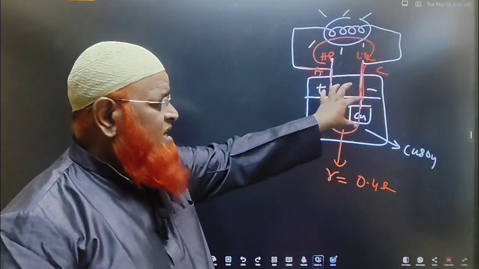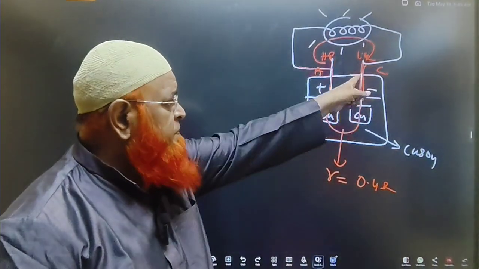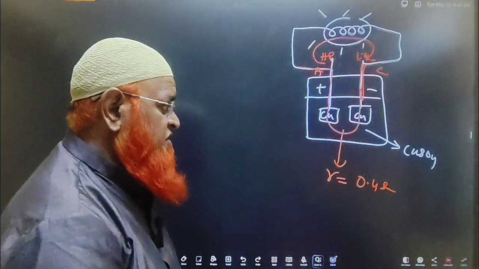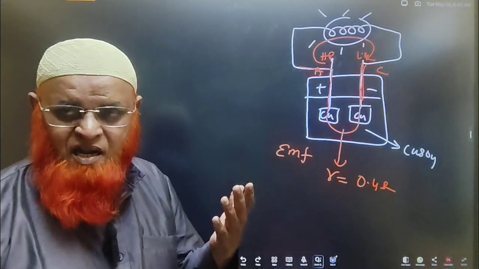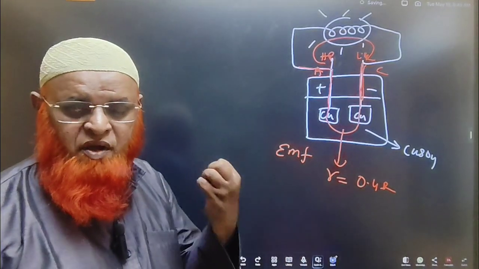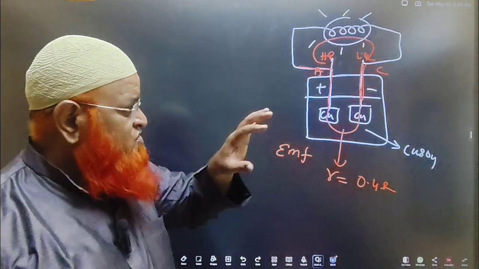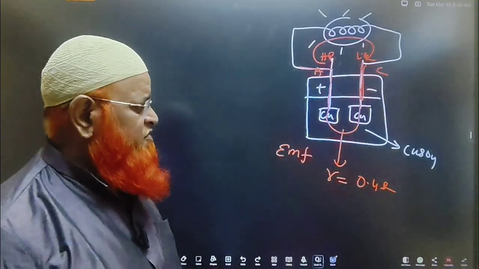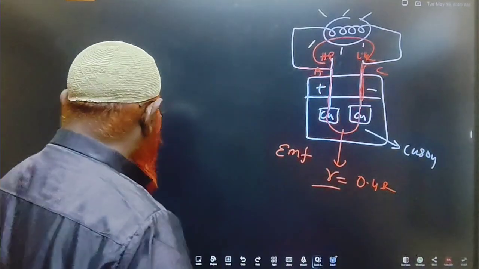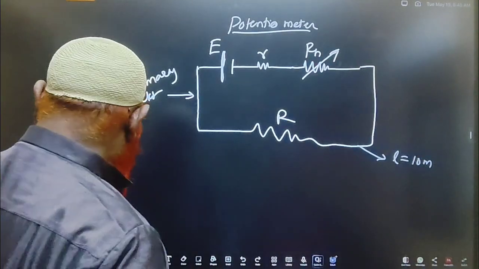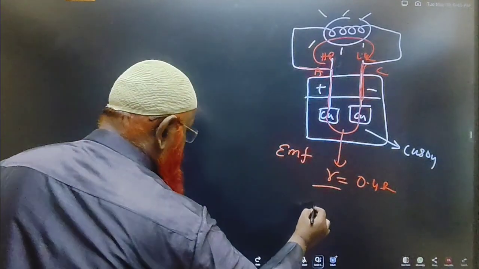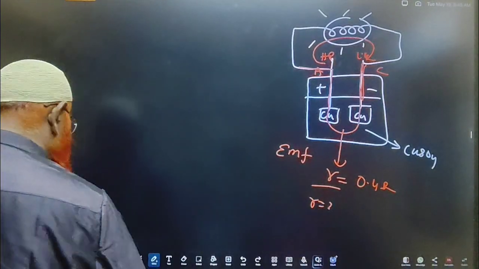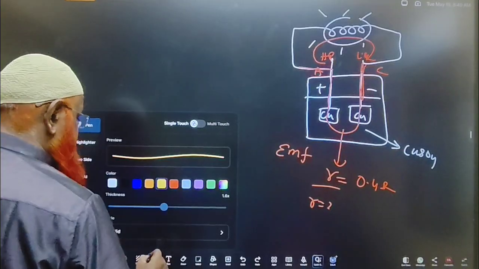Because inside the cell also current has to flow from lower potential to higher potential, where EMF, electromotive force, is used, which is called the electrolysis process, which will help you to create electromotive force. So this is the internal resistance of a cell, which is always denoted by small r. So how do you find out this internal resistance? I'll give one small example for that.